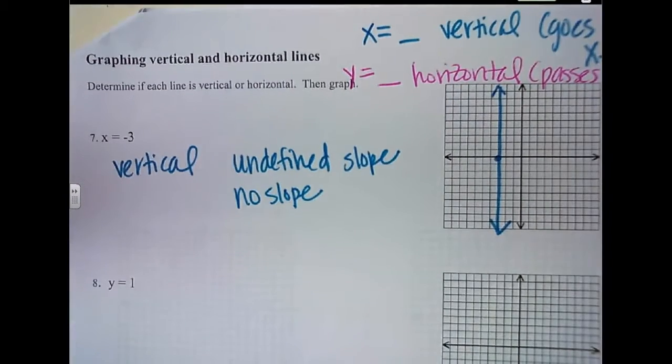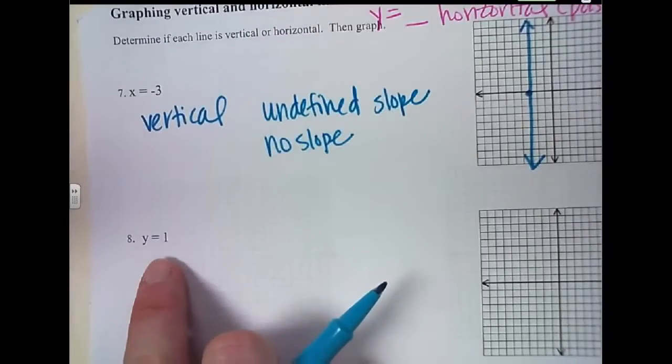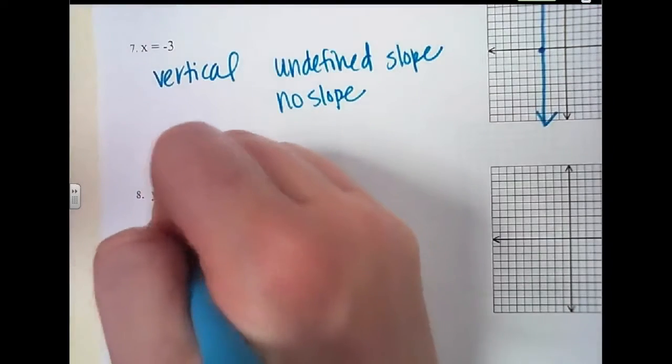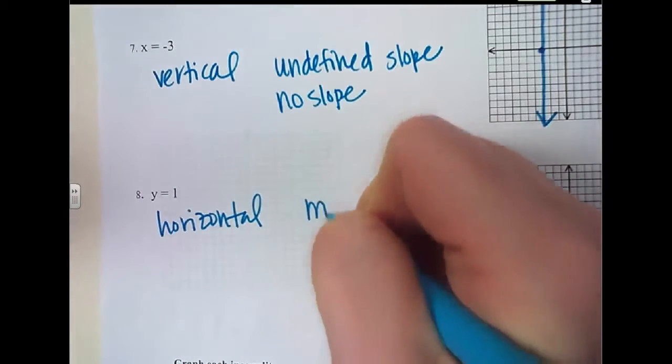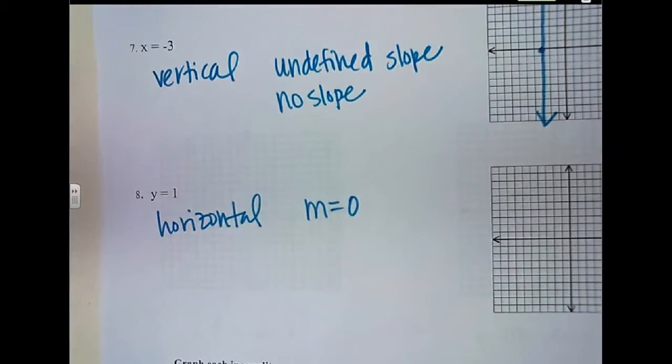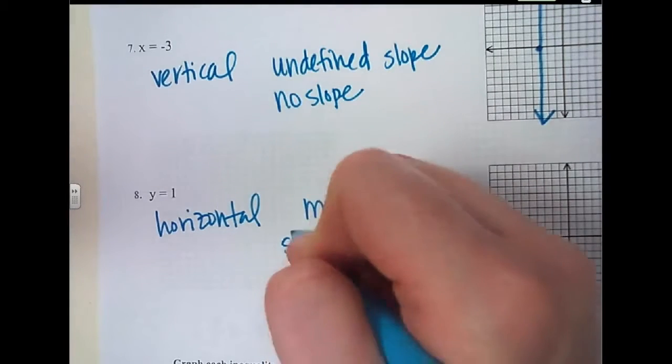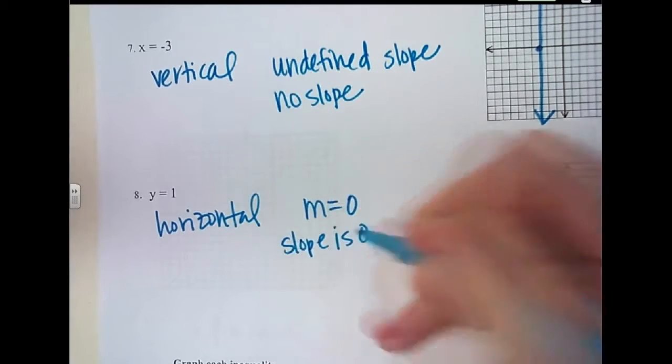Your other line, y equals, so this is our horizontal line. This one does have a slope, it just has a slope of 0. So you take m equals 0 or slope is 0, something like that.